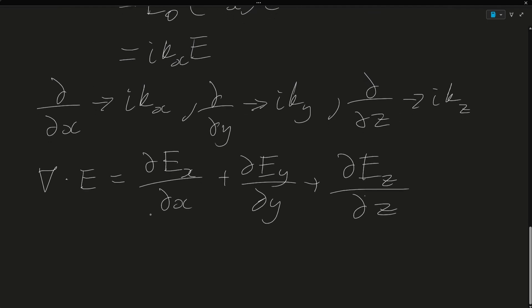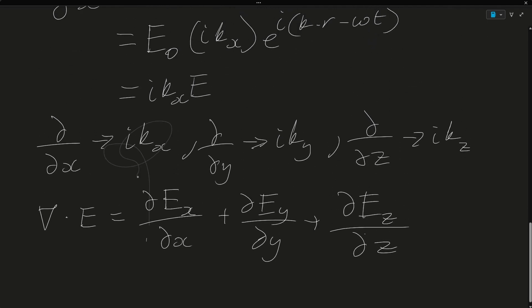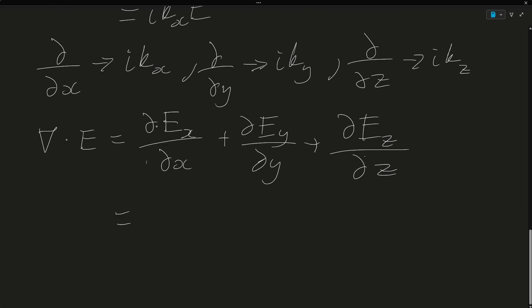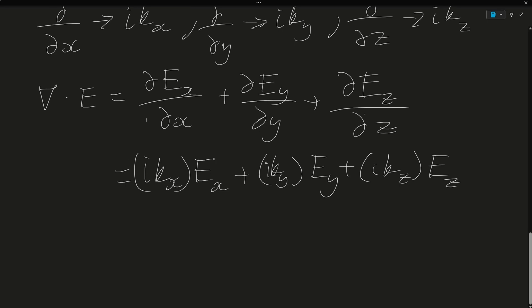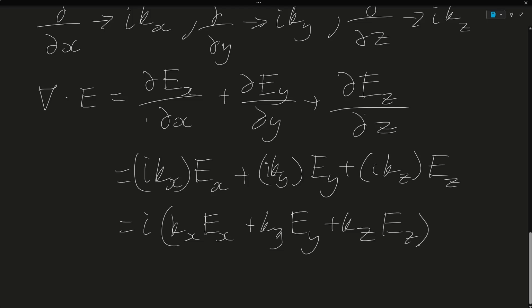But obviously we know what these operators are doing, because we've defined up here what they're doing. So we can actually just write this as i k sub x of E sub x plus i k sub y. That's not a very good k, but we'll deal with it. E sub y plus i k sub z of E sub z. Take out the i from all of this, and we get k sub x E sub x plus k sub y E sub y plus k sub z E sub z.